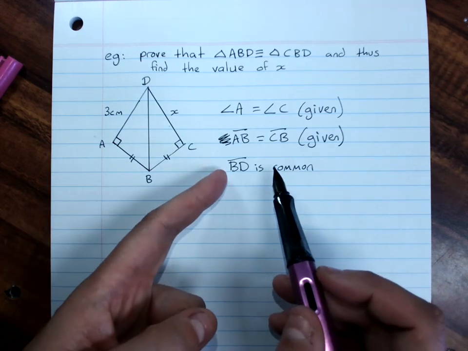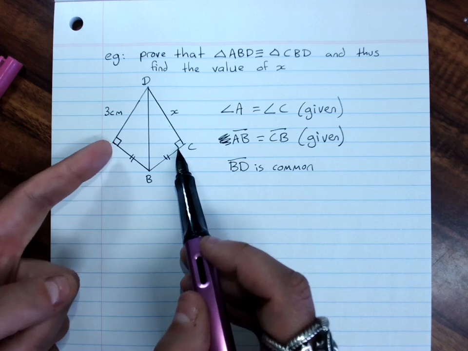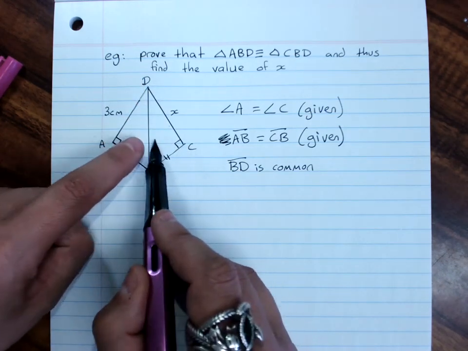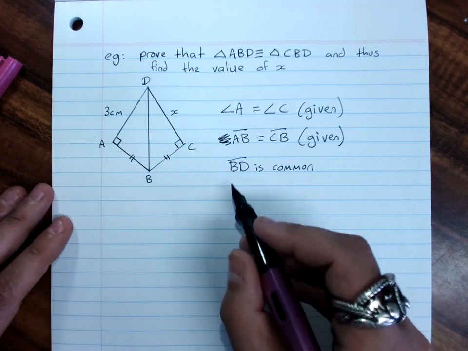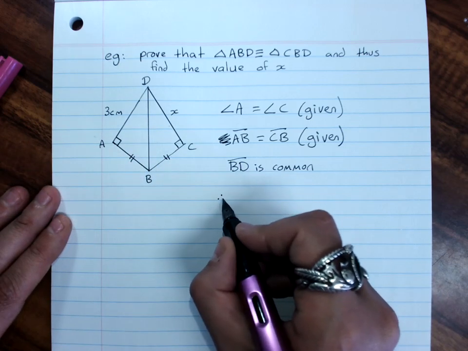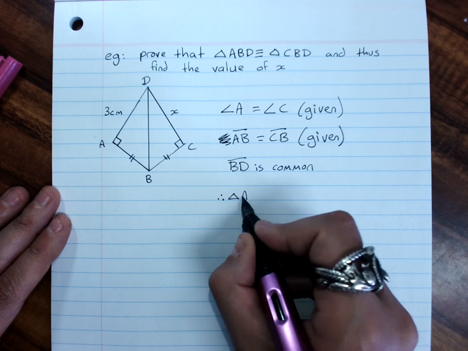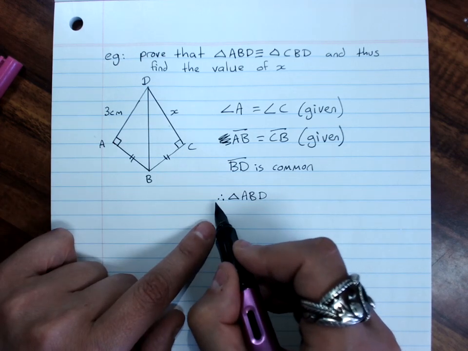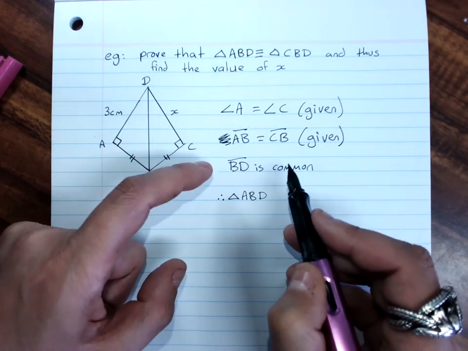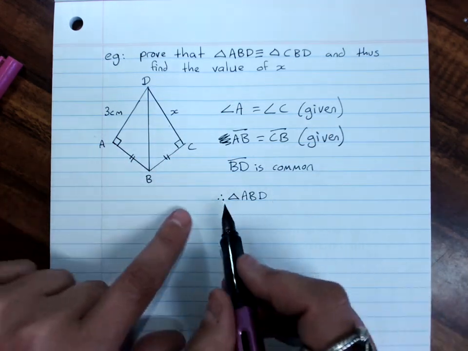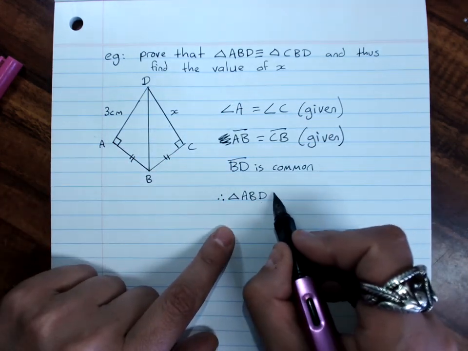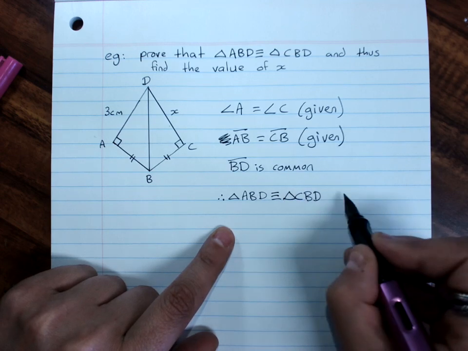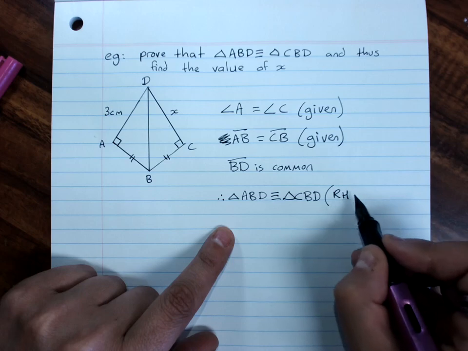And so now I've got, it's a right angle. That's the hypotenuse because it's opposite the right angle, and one other side. So I can say, therefore, triangle ABD, three dots in a triangle for therefore. Because of this, I can show that triangle ABD is congruent to triangle CBD because right angle hypotenuse side.